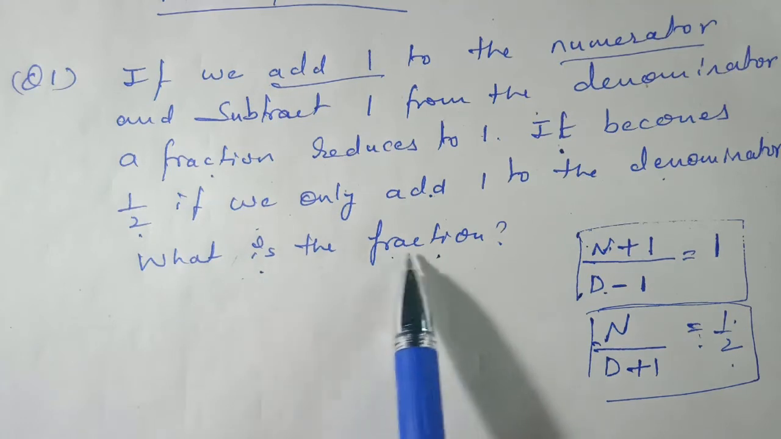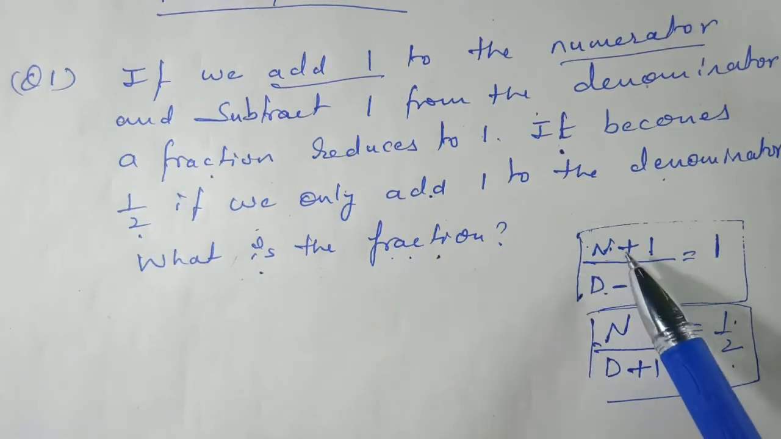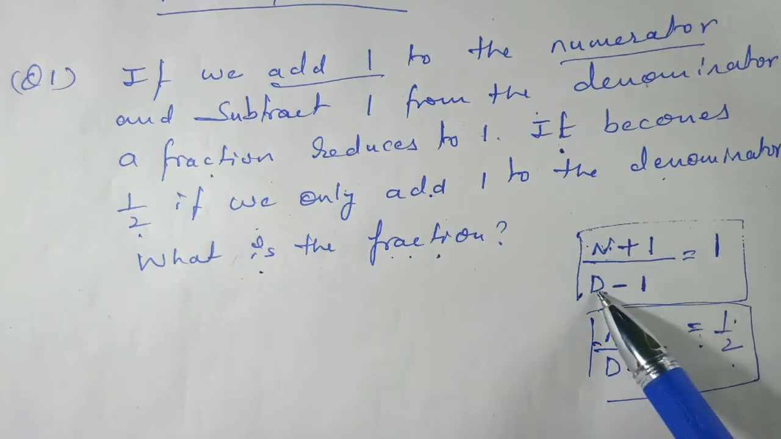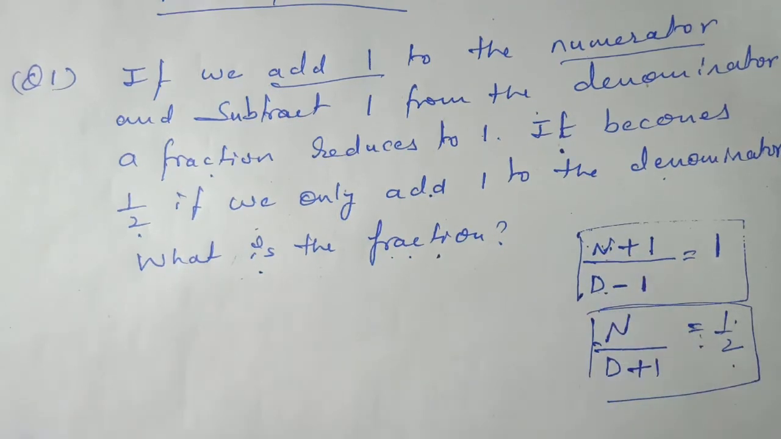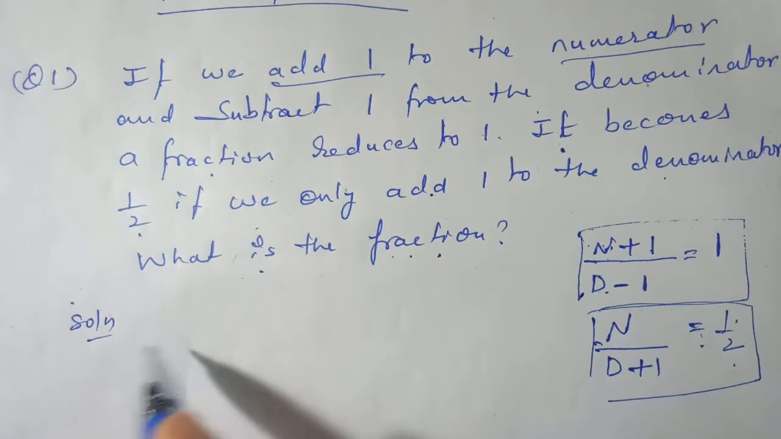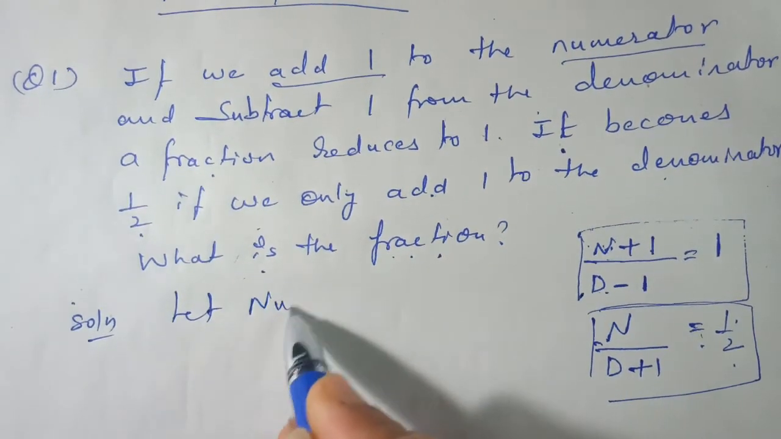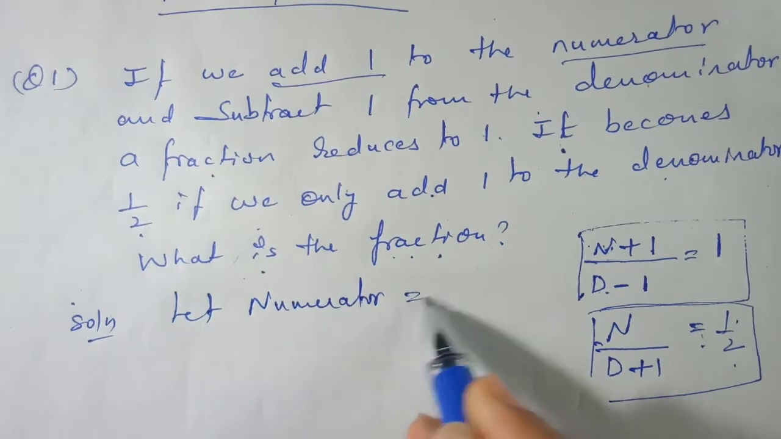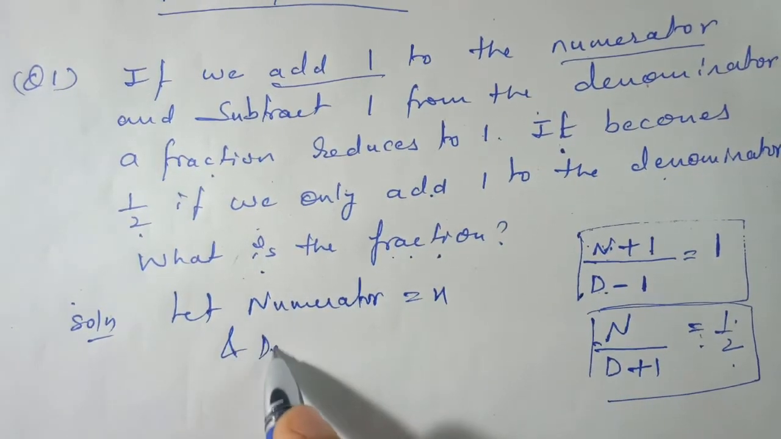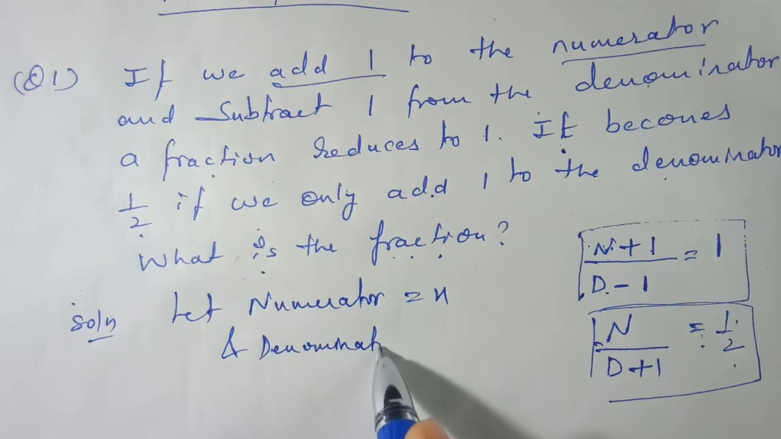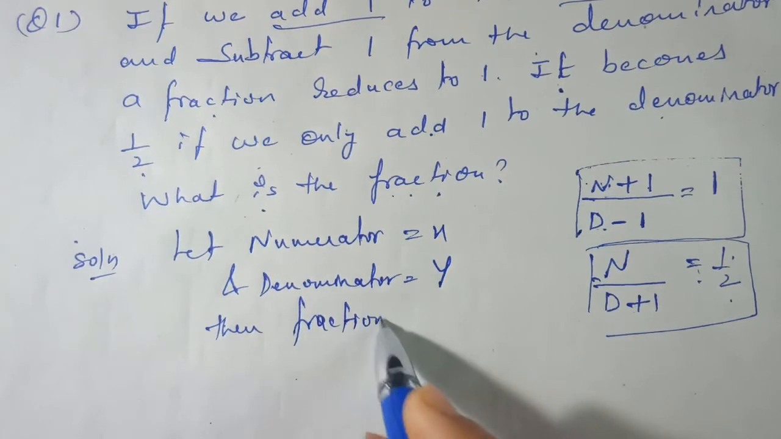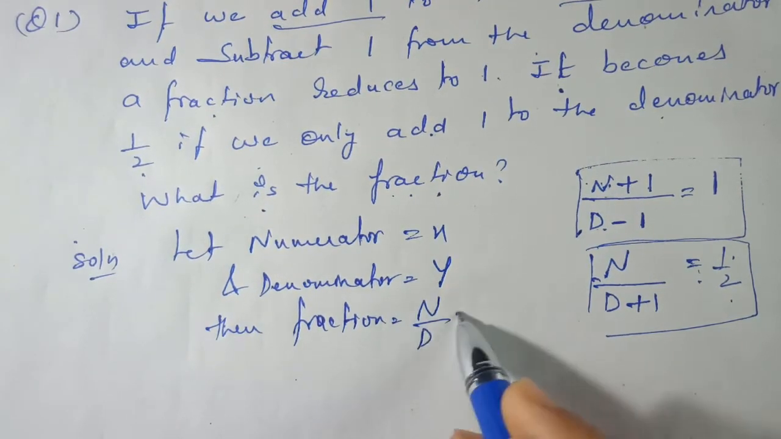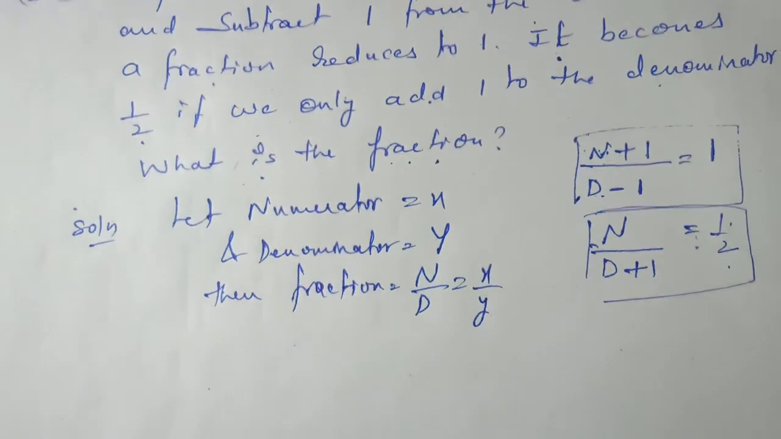So for finding the fraction, first of all we have to find the value of numerator and denominator. It means for solving it we have to suppose numerator and denominator as x and y. So let us solve. Let numerator equal to x and denominator equal to y. Then fraction equals numerator upon denominator, it means x upon y.